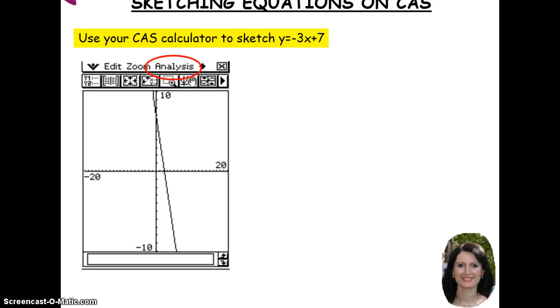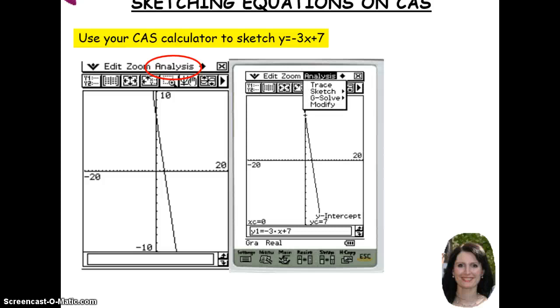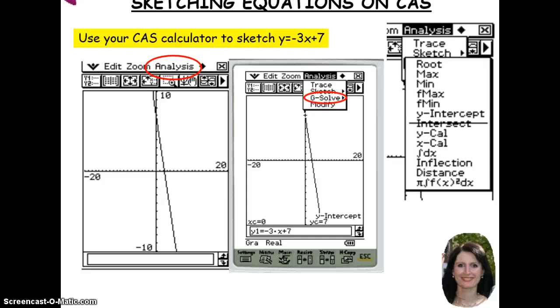So there's my graph. And now I'm going to go to analysis because in there are some really cool things. Once I click analysis, I get this menu here. GSolve is what I want. And in GSolve, I have this list here: root, max, min, fmax, fmin, y-intercept, etc. To find the x-intercept, it's root. That's another word for an x-intercept. It's a root. To find your y-intercept, surprise, surprise, you click on y-intercept. By clicking on these things, it immediately will just show you what the y-intercept and the x-intercept are. You don't need to do anything fancy. And that's it.